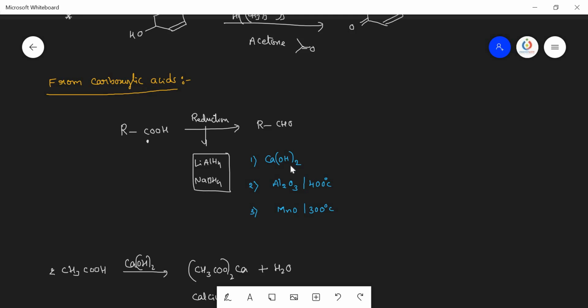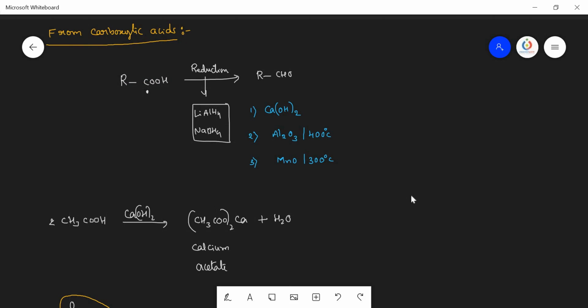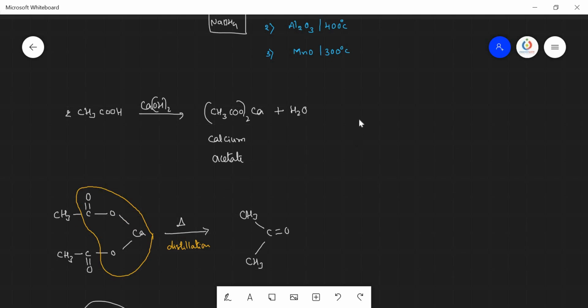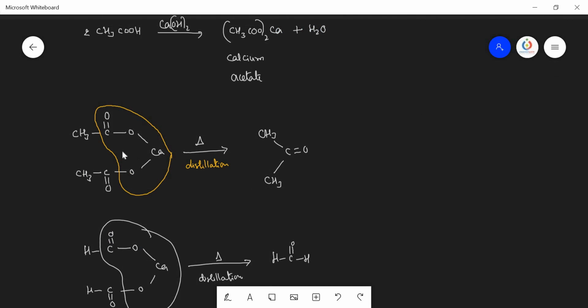And we will discuss a few unusual reducing agents, that is calcium hydroxide, alumina at 400 degrees centigrade, and manganese oxide at 300 degrees centigrade. Now the question is, we know that calcium hydroxide, which is a base, and acetic acid, which is an acid. So acid reacts with the base and forms this salt that is called calcium acetate. So the calcium acetate structure is like this.